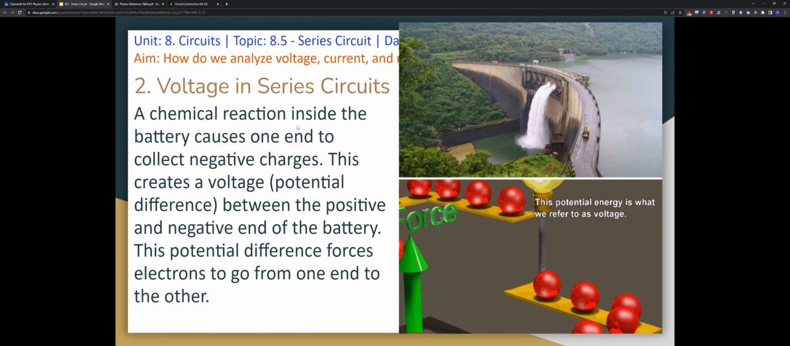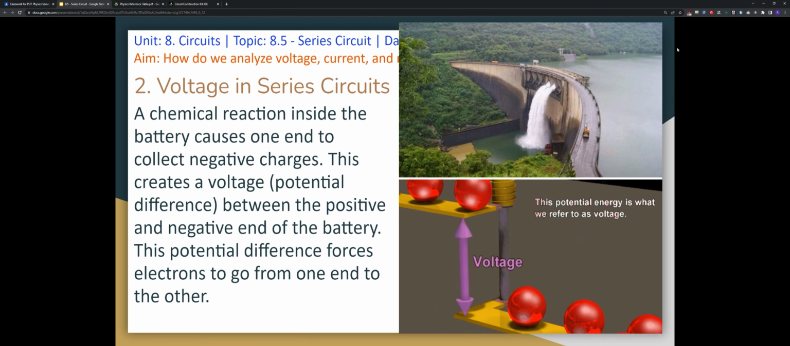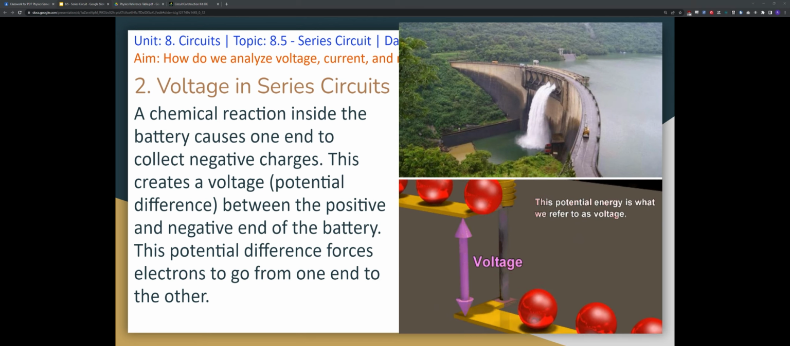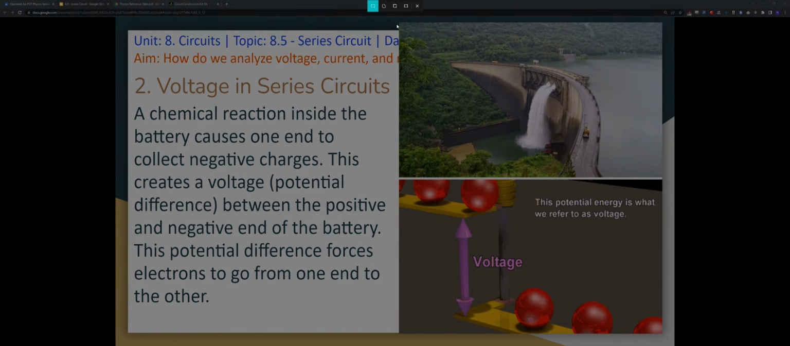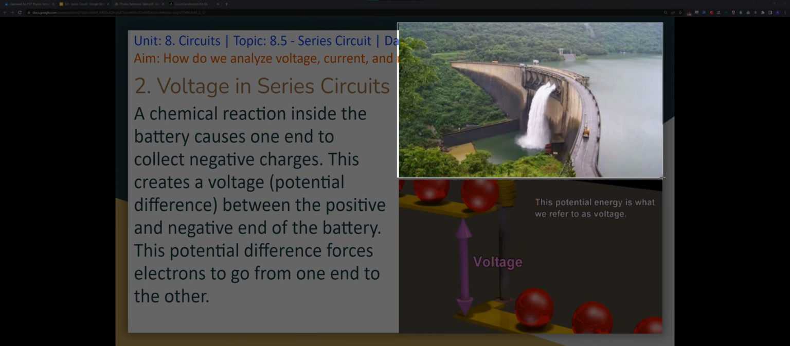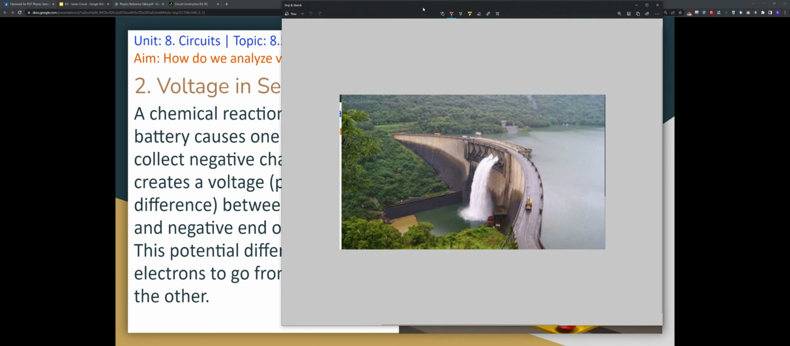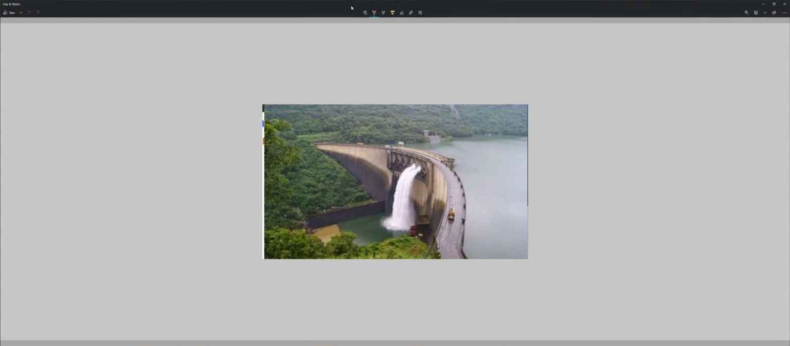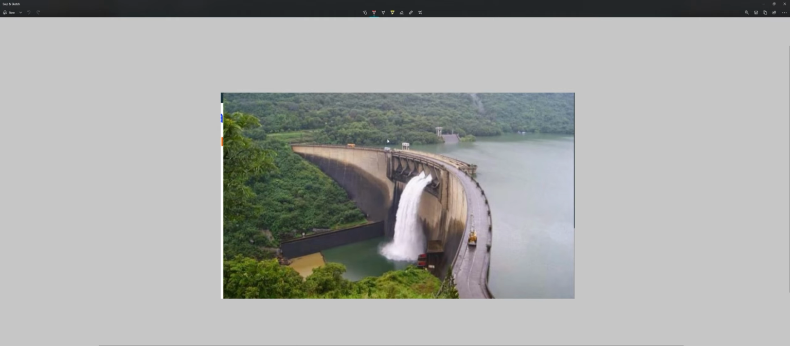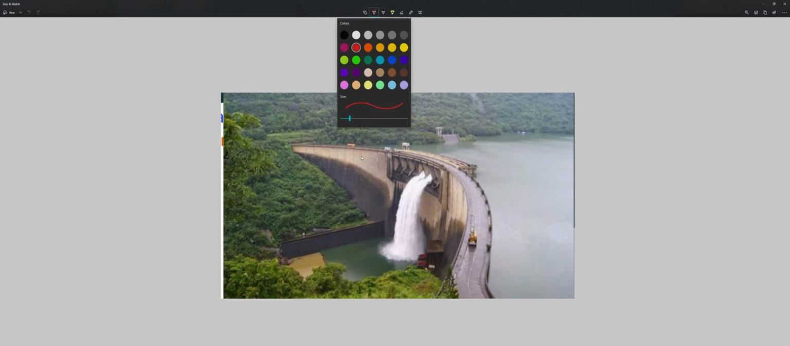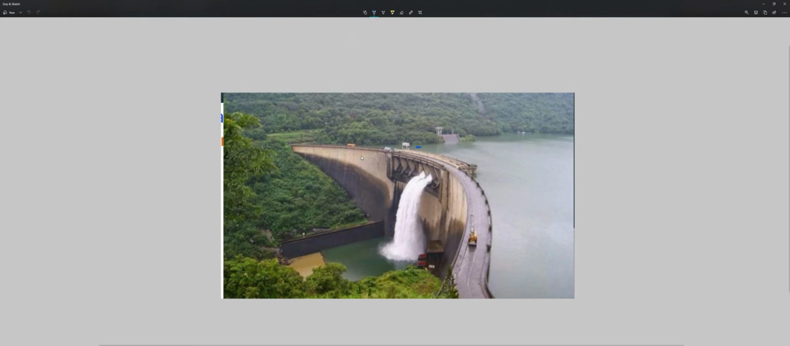Now let's talk about voltage. And think about it this way. So let's say we have this dam. We're going to relate electricity to water again. On one side of the dam, you have a lot of water, and what's happening is that this water goes down to the side that has less water, as you guys can see in the image.